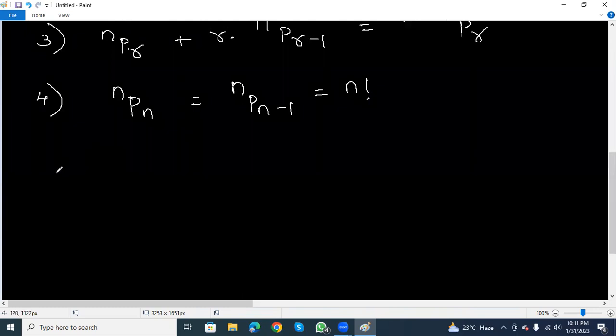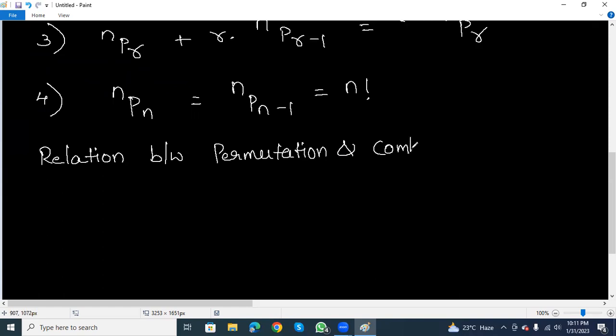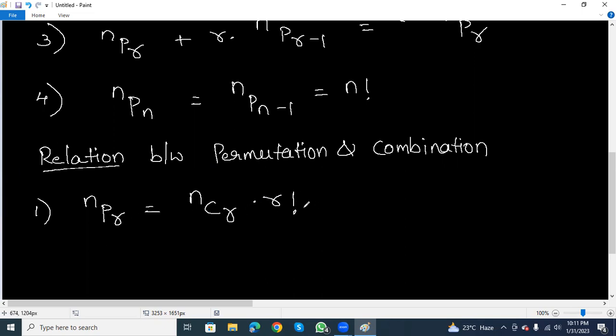Now we discussed the combinations and the permutation. The relation between the permutation and the combinations: what is that relation? There is only one formula. nPr is equal to nCr into r factorial. This is the relation between both of them.